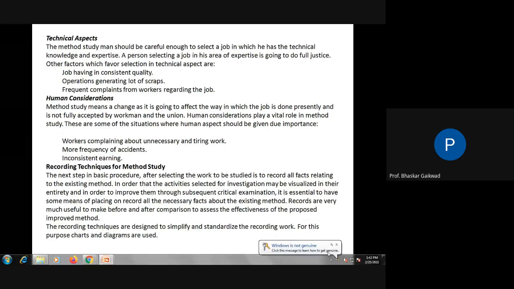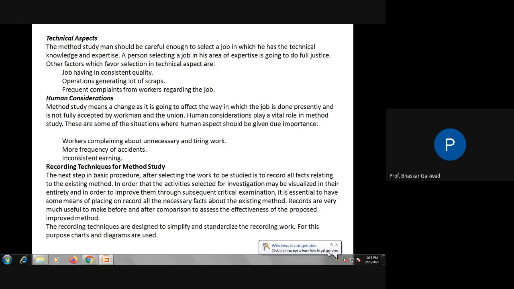If we do it by a less skilled worker, what will happen? Which machines can we use? If you use a costly machine, the cost will increase. So these are the critical examination points. It comes under the recording. It is essential to have some means of placing on record the facts. If some unnecessary activity exists in that method, you have to collect it.